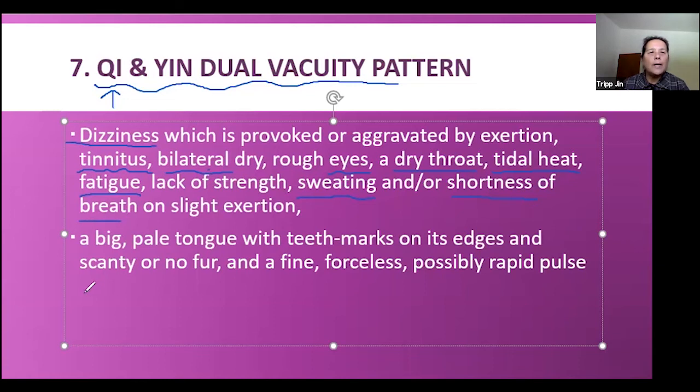So that's a patient with both qi and yin deficiency symptoms. The tongue is pale and a little bit swollen, with teeth marks on the side of the tongue. That's usually coming from qi deficiency and water retention. And also possibly no coating, which is coming from yin deficiency. The pulse is thin and forceless, a weaker pulse, with a possible rapid pulse. That's because of deficiency heat inside.